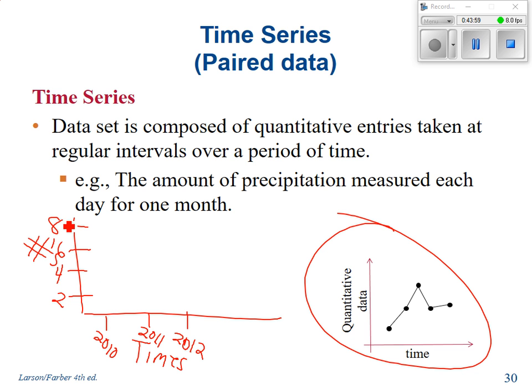And then we just plot each one with a point. So in 2010, maybe it was 8. 2011, it was 4. 2012, it was 6, so on, so on. And then we connect it, sort of like a line plot. Connect your dots. That's a time series.